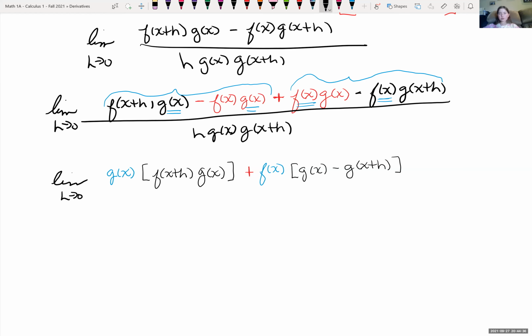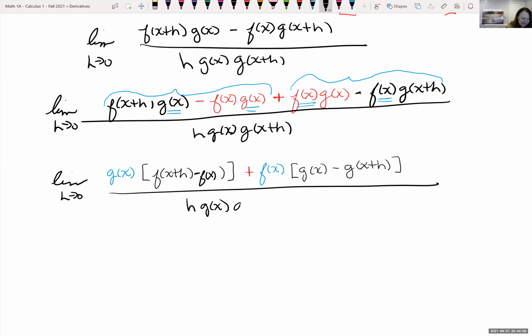In the first term, wouldn't it be f of x plus h minus f of x, not f of x plus h times g of x? Yeah, right, you're totally right. So pulling out that g of x, I should have had a minus f of x here. Thank you. I would have been looking all over h, g of x, and g of x plus h. So we're almost there.